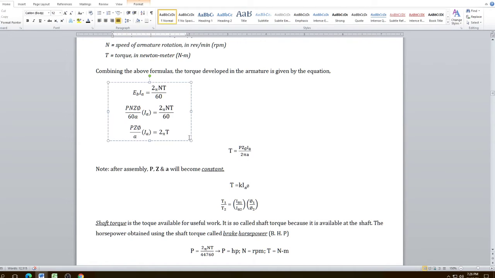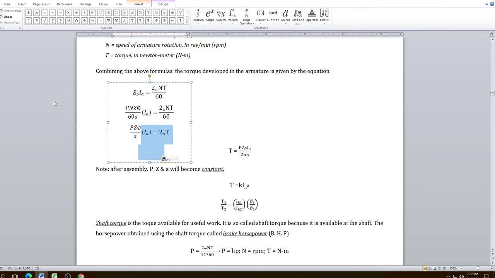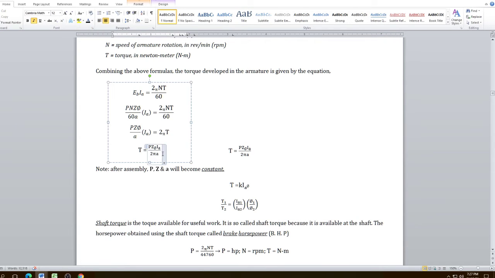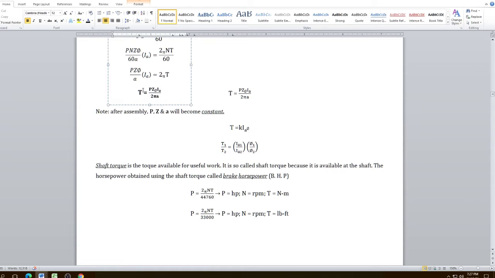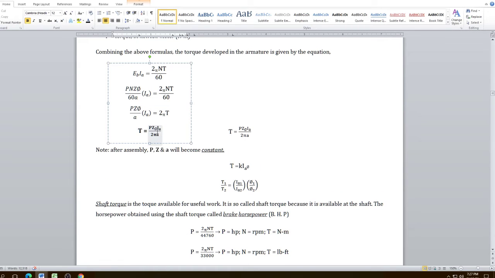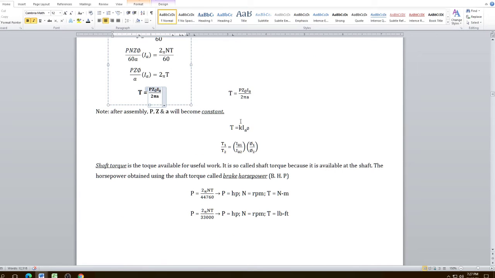So this is the formula. T is equal to P Z flux times the armature current divided by 2 pi A, where P is not power, this is the number of poles, Z is the number of series conductors, and flux per pole times the armature current divided by 2 pi A, where A is the number of parallel paths, which is P for lap winding and 2 for wave winding.